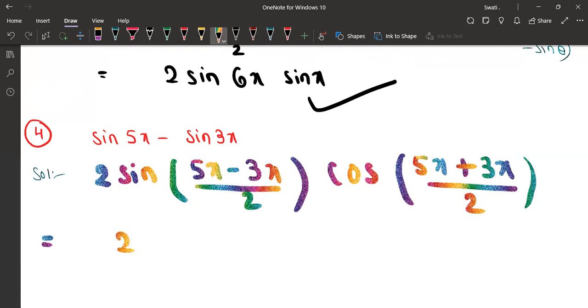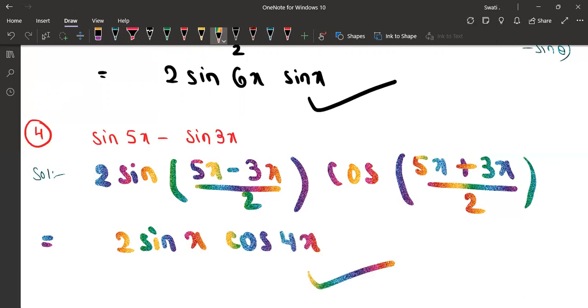2 sine 5x minus 3x, that is 2x. So 2x divided by 2, that is just x. 2 will get cancelled. And then cos 5x plus 3x, that is 8x divided by 2, and that is 4x, right? And that's the answer. Okay, so I have here skipped one step by not writing 2x divided by 2, then 8x divided by 2, and then simplifying it. So I hope you understood this.